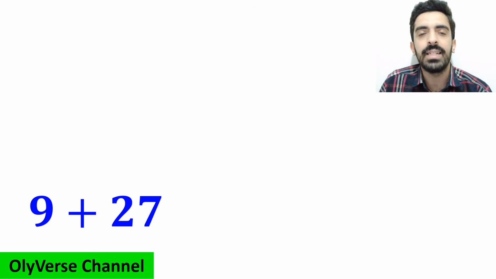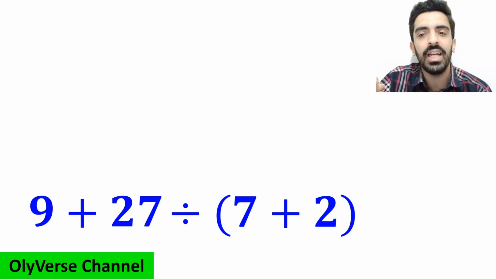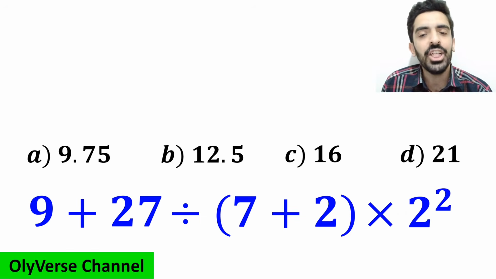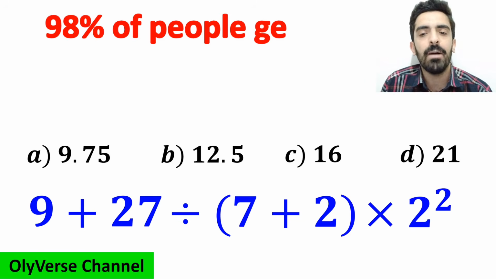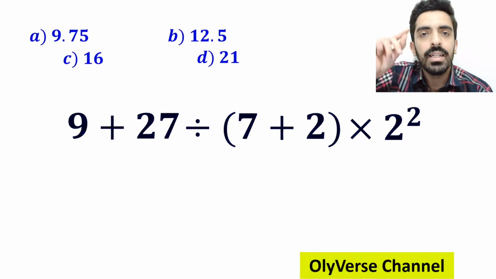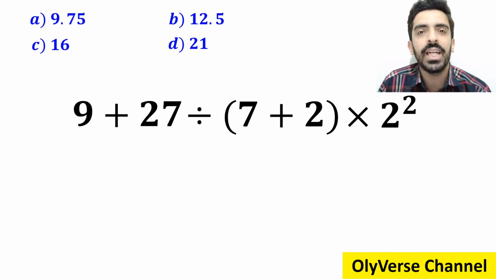What is the value of the expression 9 + 27 ÷ (7 + 2) × 2²? Which option do you think is the correct answer to this question? 98% of people get to read and choose the wrong answer. Let's dive in and break it down step by step together.